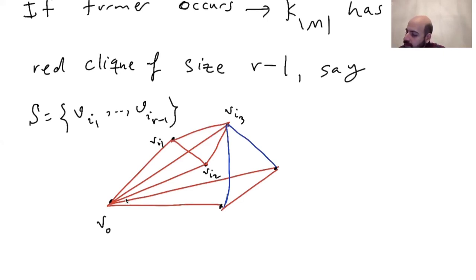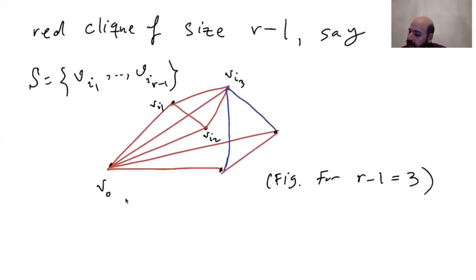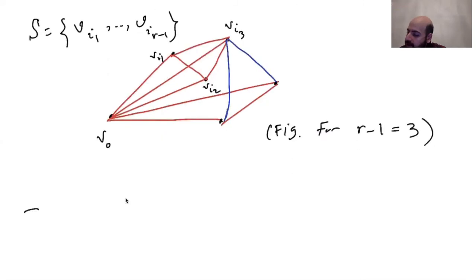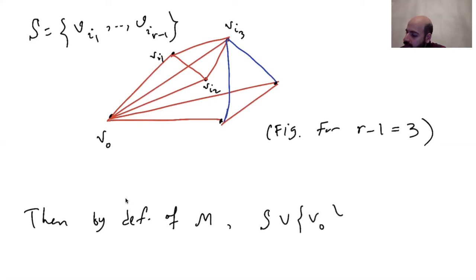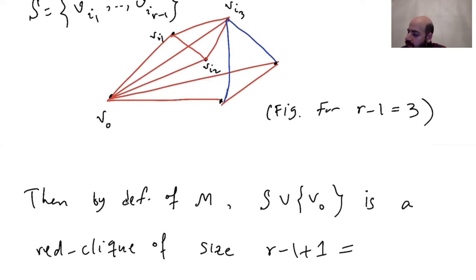So here is the figure for, let's say, R minus 1 equals 3, which means R equals 4. So this is the figure, and we have S, which is a red clique of size R minus 1. Then by definition of M, S union V naught is a red clique of size R minus 1, the size of S, plus 1, the size of the set V naught, which is R.